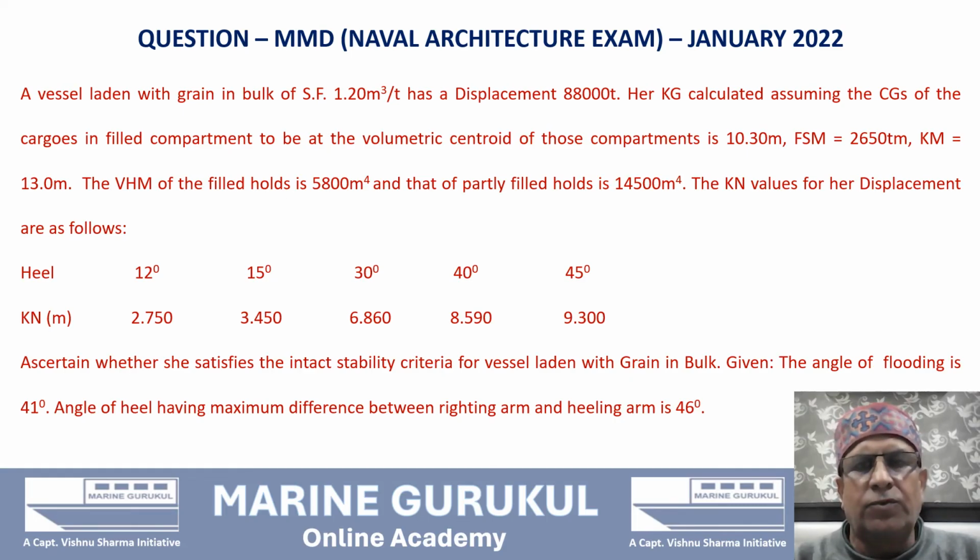The KN values for her displacement are as follows. Against the angle of heel, 12 degrees, 15 degrees, 30 degrees, 40 degrees and 45 degrees, KN values are given. Ascertain whether she satisfies the intact stability criteria for vessels laden with grain in bulk. Angle of flooding is 41 degrees. Angle of heel having maximum difference between righting and heeling arm curves is 46 degrees. Now this is a question from the exams.